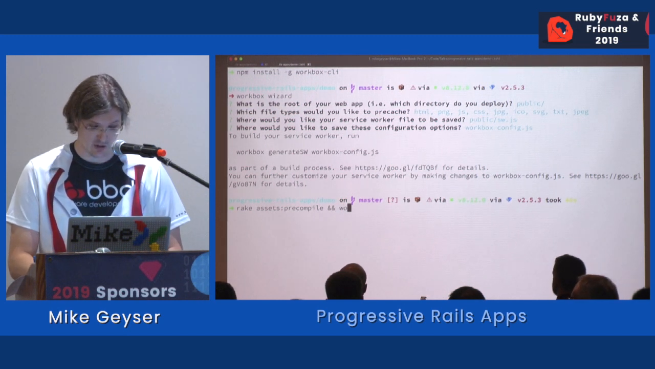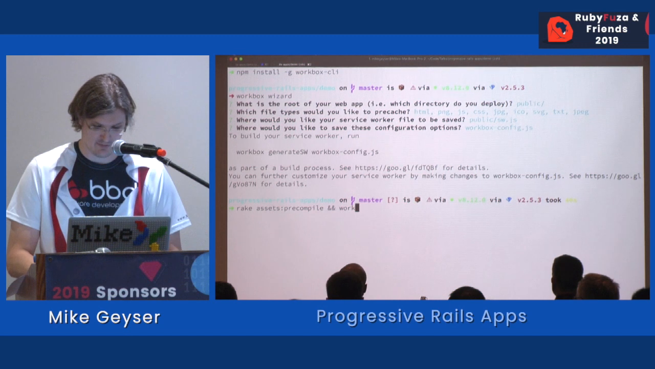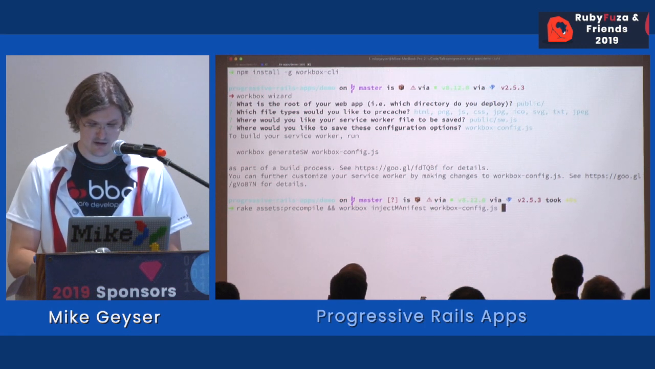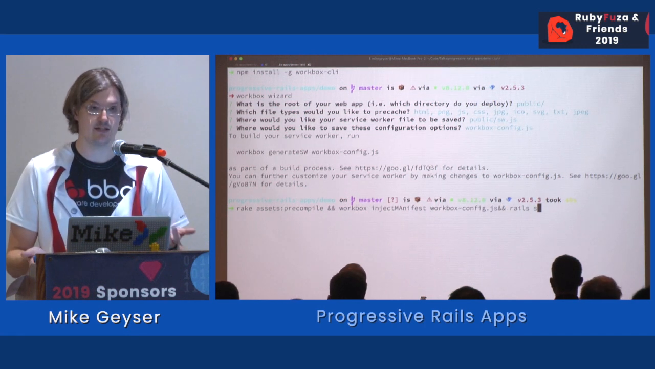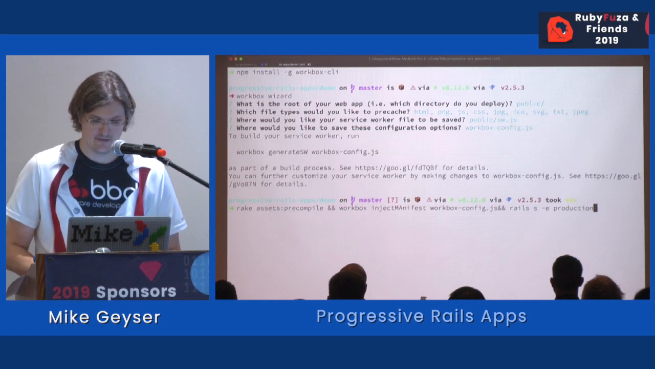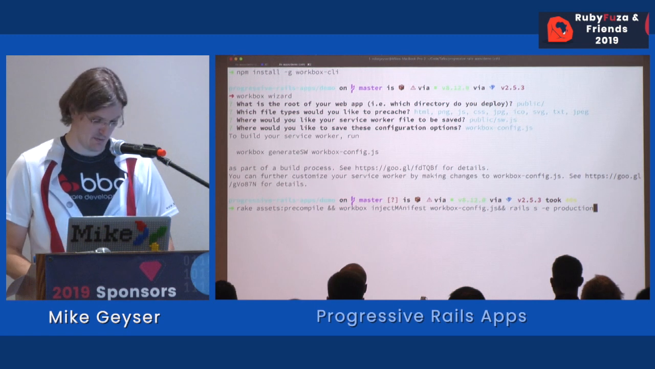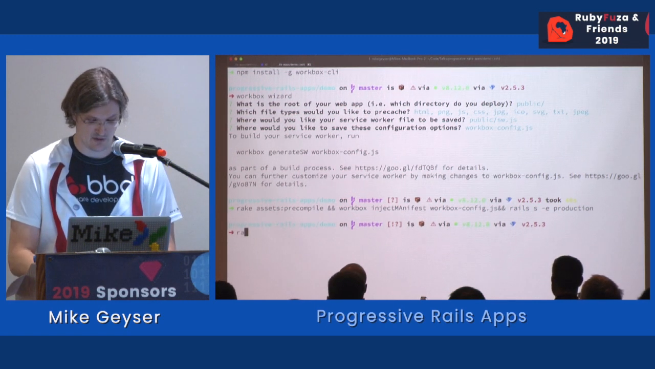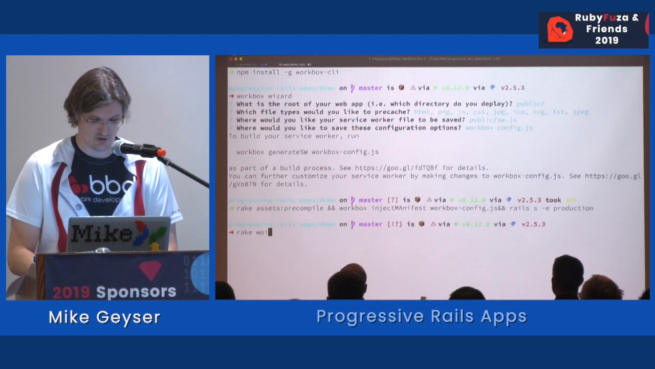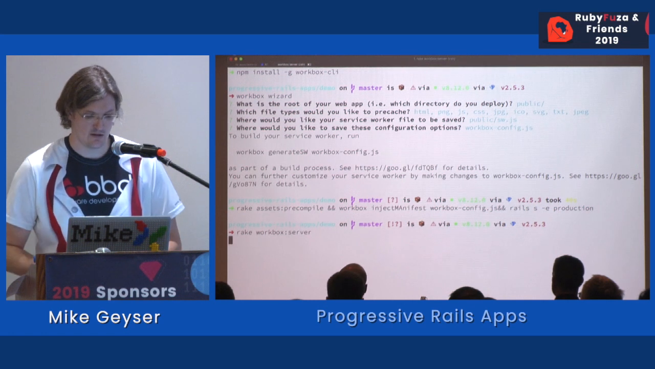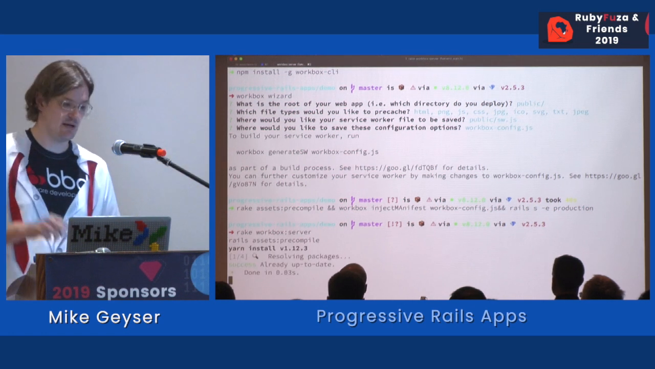Then we would need to use the workbox CLI and go workbox injectManifest workbox config, and then we would have to go rails s for serve and then pass through the production variable. Now I'm going to use this quite a lot and I've probably made some typos. So I created a rake task a little bit earlier that's going to do that for me. So I'm going to go rake workbox:server. And that's going to precompile all of the assets into the public directory.